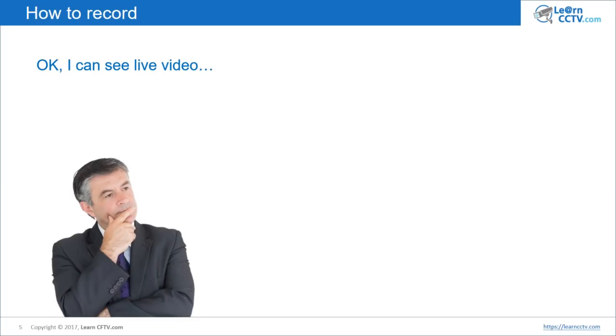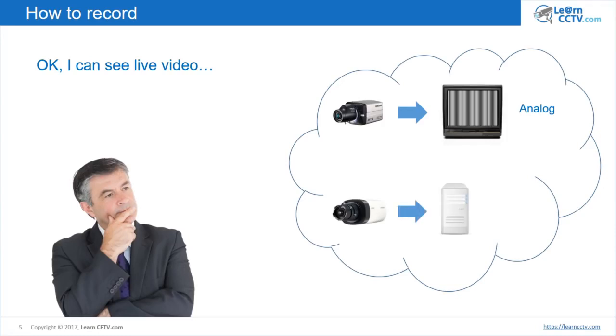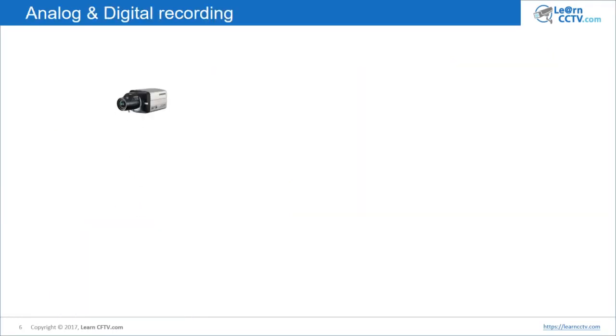You have your system. You can see live video from the camera to your monitor, it's an analog system. From your IP camera to your computer and to your monitor, it's an IP system. But how about recording? What's necessary to record your videos? Let's talk about that. You have an analog system here with your analog camera. You send the video in analog format to your DVR. That's the digital video recorder. That's why the name is DVR, it's the digital video recorder.